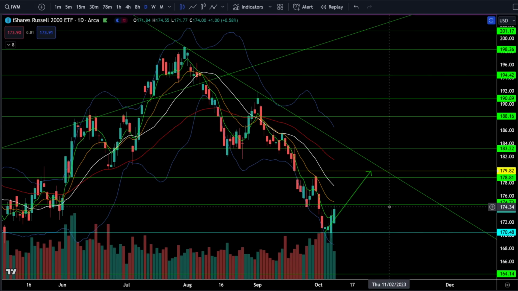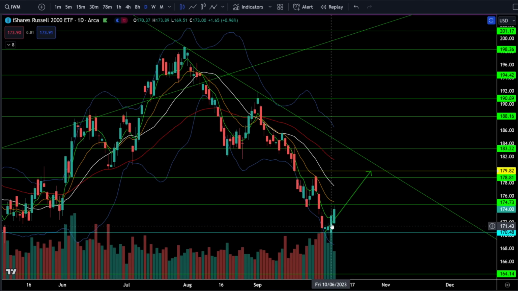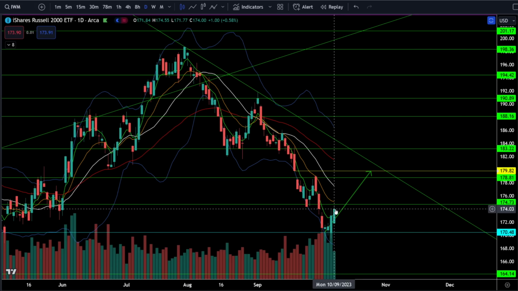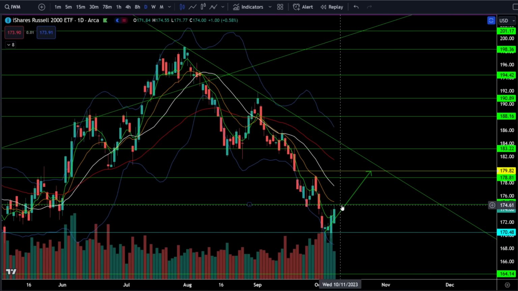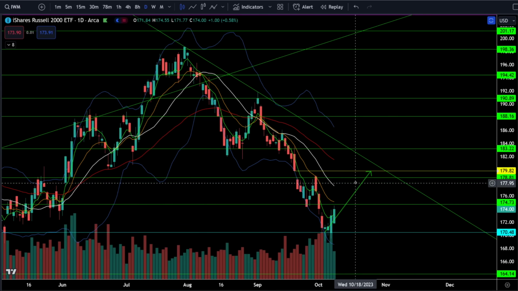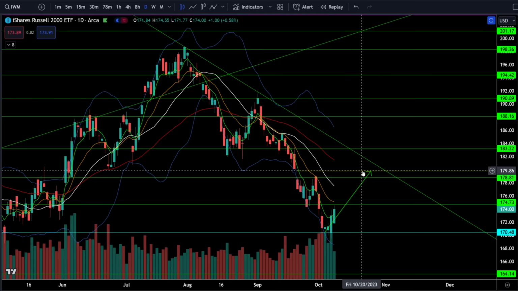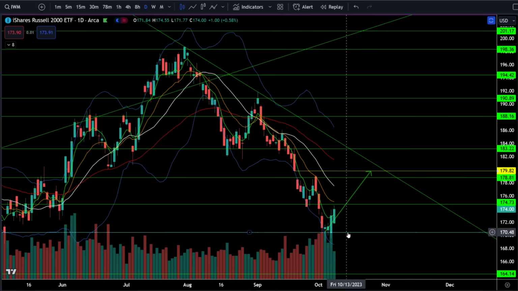On the Russell 2000 IWM ETF, we were up 0.58% today, and we continued the bounce from 170 because today we did break last week's high, and we did find resistance right around 174, which is exactly where we expect to see it. If we break through this resistance at 174, then we're looking for the run towards 179 and the gap fill just below 180. And if at any point we lose support at 170, it should be an impulsive sell-off down to 168.